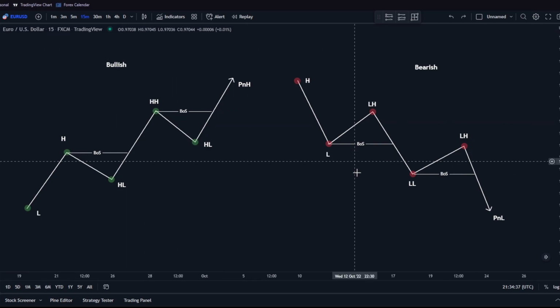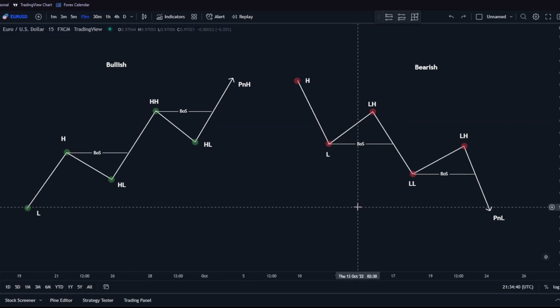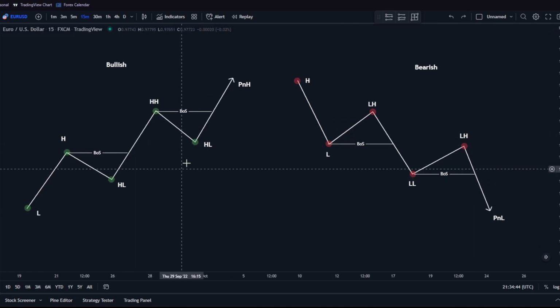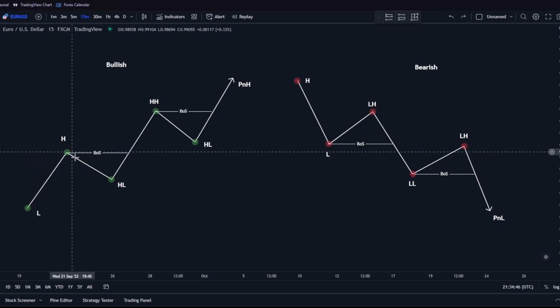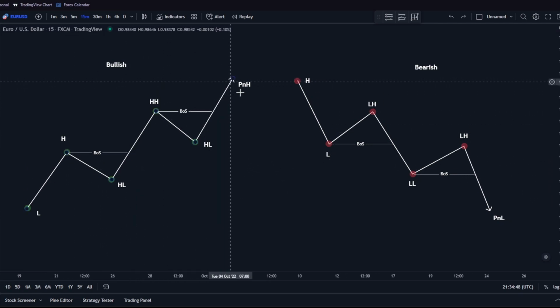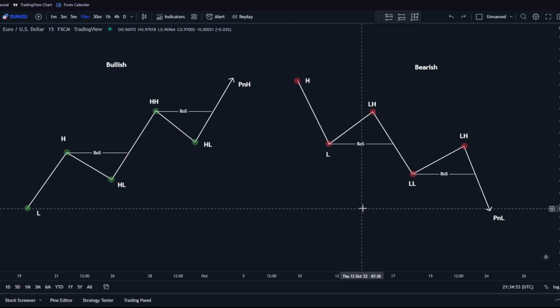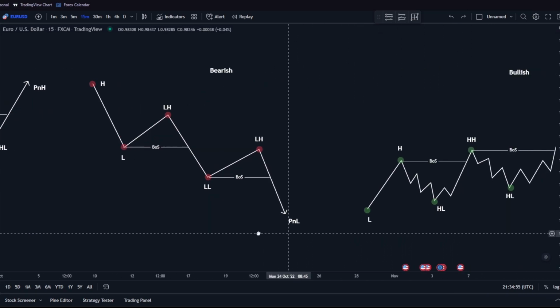Cool, but now let's move to a bit more of an advanced and realistic example. Because of course, as you can see, this is a picture perfect trend. We can all identify this as a bullish trend. We can all very easily pinpoint these points right here. This is just the basics. Now, let's move on to a real life example.